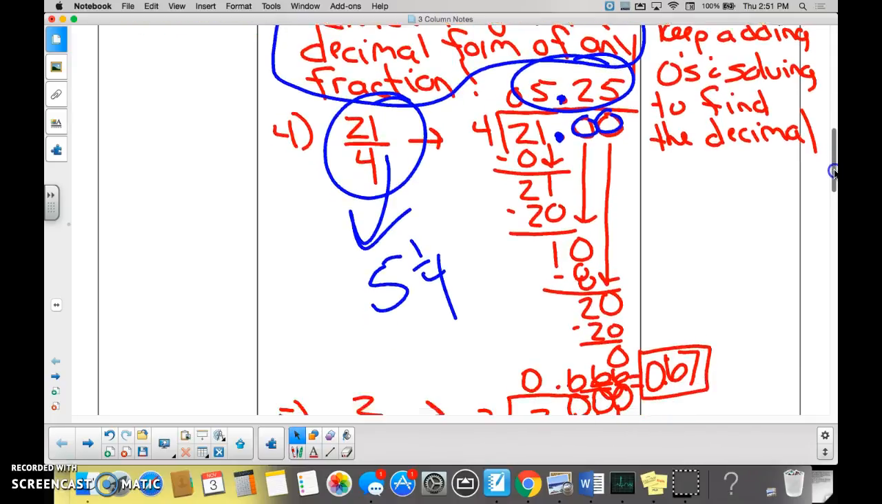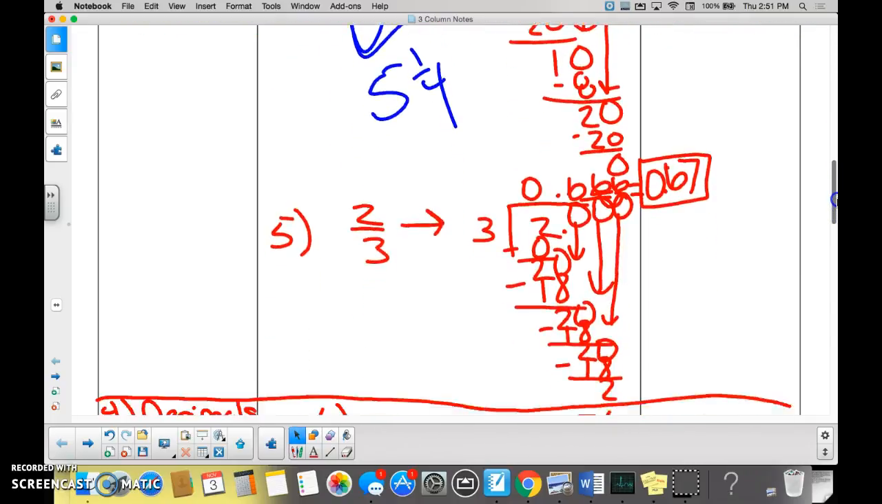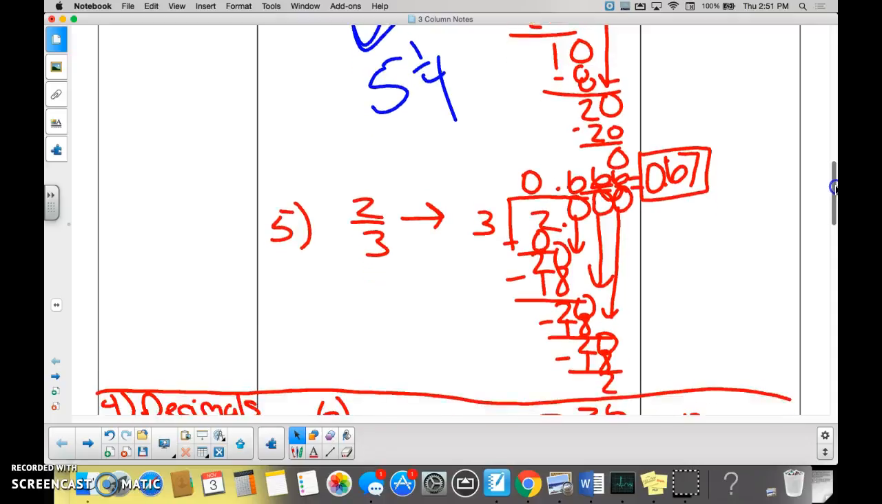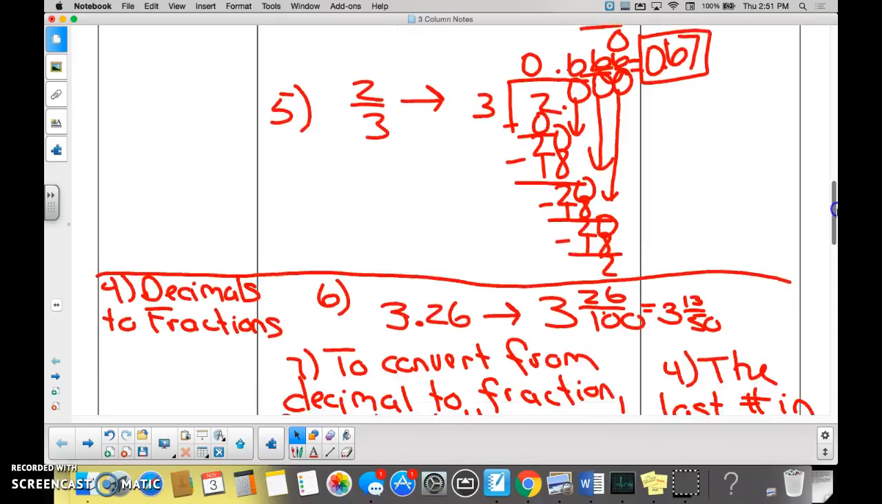Okay, moving on. What do we always round to if we keep on getting more and more place value after the decimal point? What do we round to, everybody? Hundreds. Okay, I'm going to ask that question again. What do we always round to unless told otherwise? Go. Hundredths. Okay, so you better know how to round.